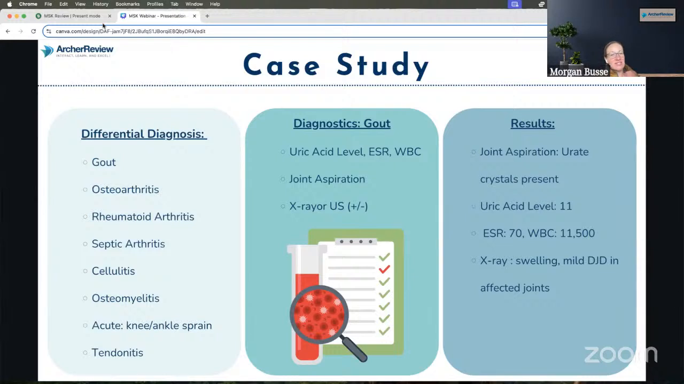All right, so that kind of tells us let's order a uric acid level, ESR, white blood cell count, and then these are our results. So we did a joint aspiration. Actually, our rheumatologist who was down the hall.